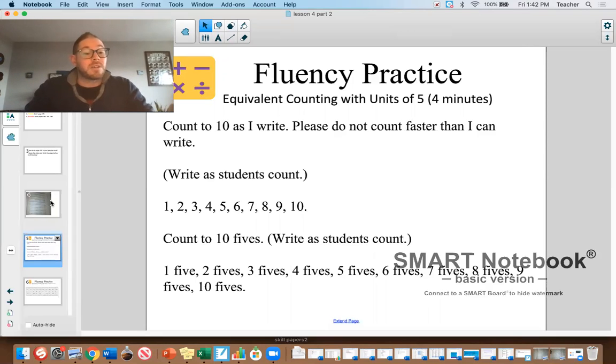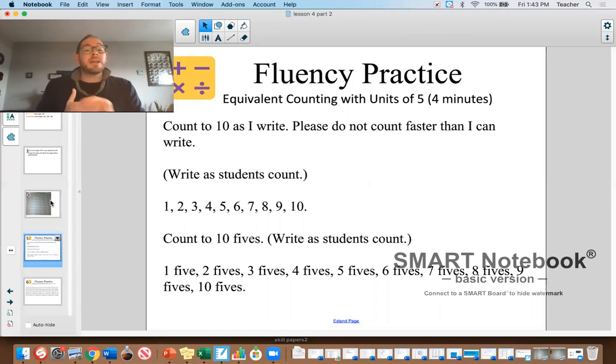If you need to pause the video, go ahead, write out your 5 times table, and then we're going to get started counting by 5s using our math hands. So first, write out your 5 times table in your journals, and when you're ready, push play, and then we're going to go through.